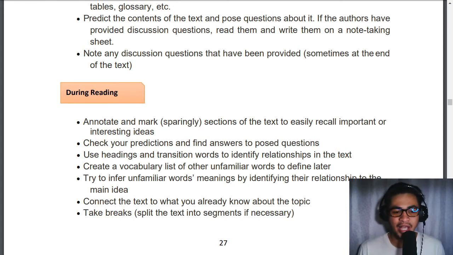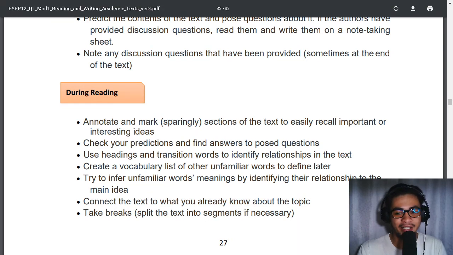Next is use headings and transition words to identify relationship in the text. Yes, you need to use headings, mga headings, and transition words. Di na ako ibalik og discuss kung saan ang transition words. It's up to you to research that one kay basic ta na siya.